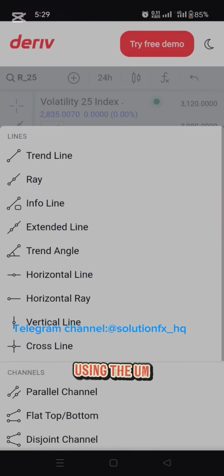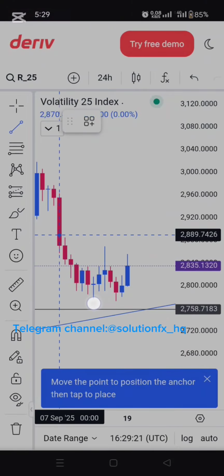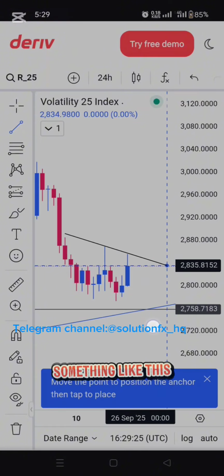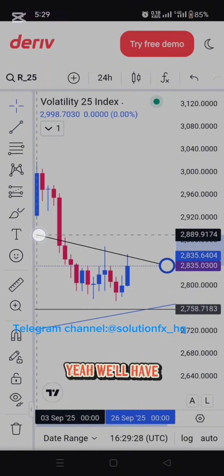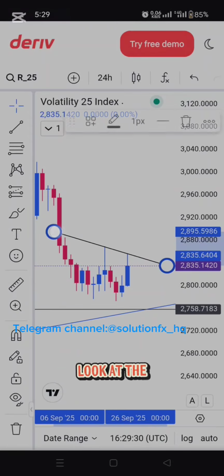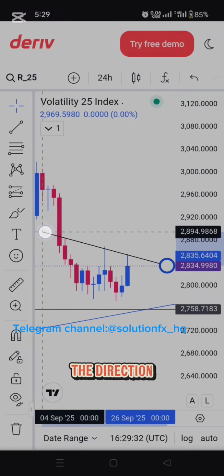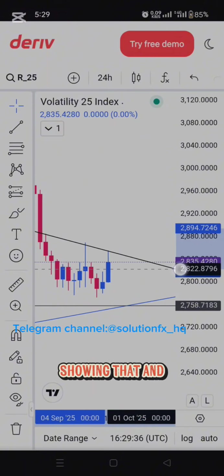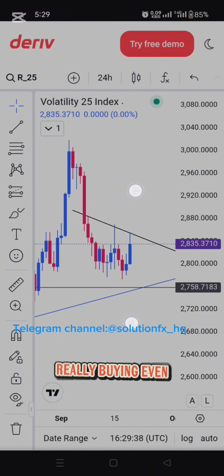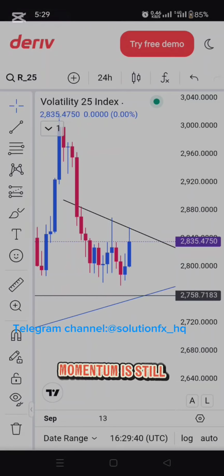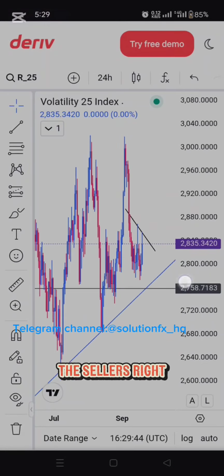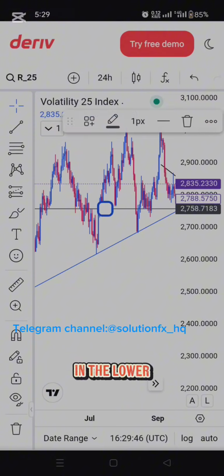Now, using the trend line to connect these 3 points, we'll have something like this. When you look at the direction, you see that this is tilting downwards, showing that the market is not really buying, even though it's buying. The momentum is still tilting towards the sellers, right? The market is still on the lower side.